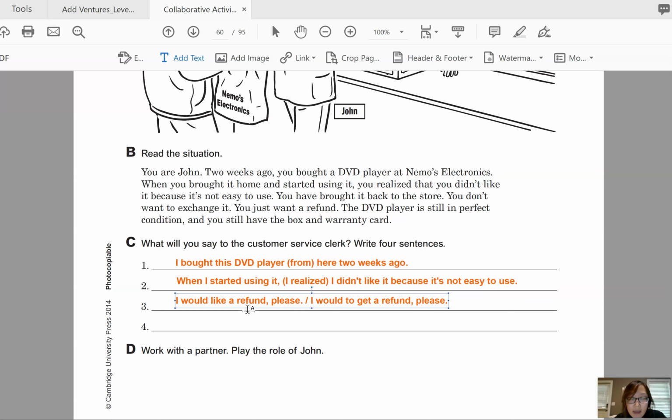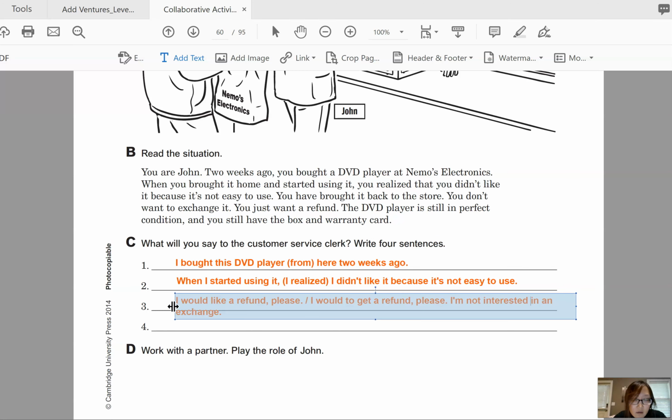Okay. And if you want to mention that you don't want an exchange, you could add, I'm not interested in an exchange. Okay, so this is something you could say. Here, actually, let me put this in one line. That might be easier.